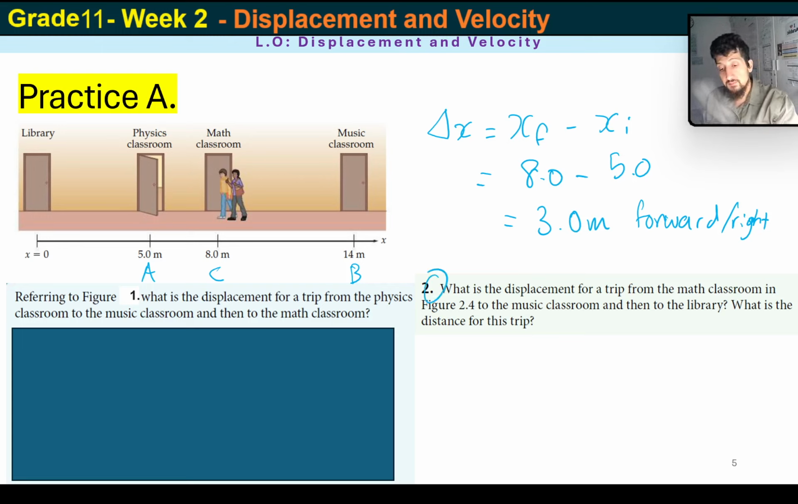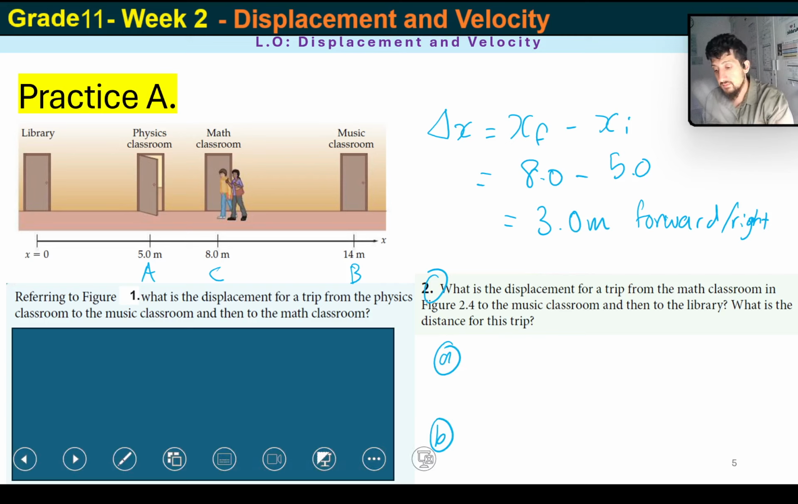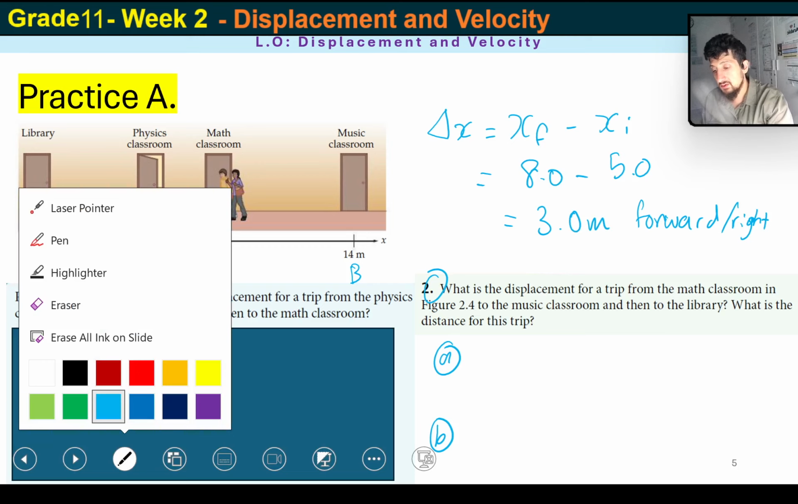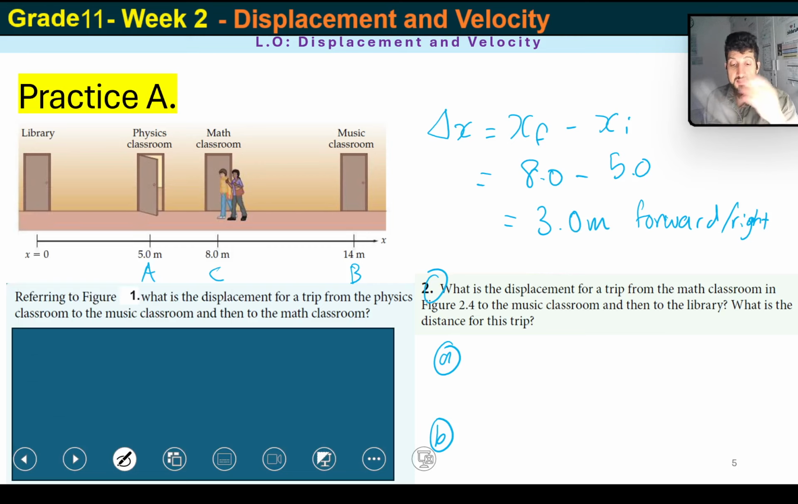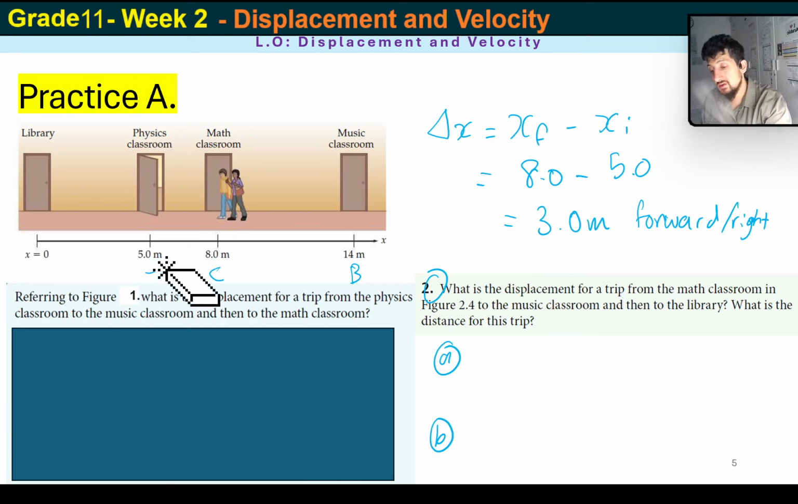Next question. What is the displacement for a trip from the math classroom in figure 2.4 to the music classroom and then to the library? What is the distance for this trip? So now it's a two-part question, there's 2A and 2B. And I'm going to use green to answer. So the first part is asking for the displacement. Now, once again, we need to label the start and the end. So we've got from the math classroom, so that's point A, to the music classroom, which is point B, and then to the library, which is point C.